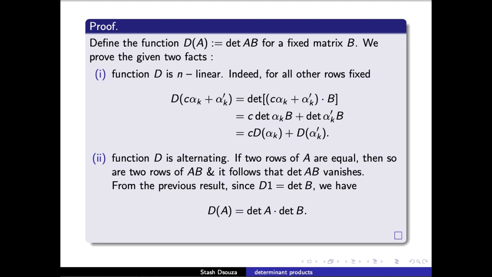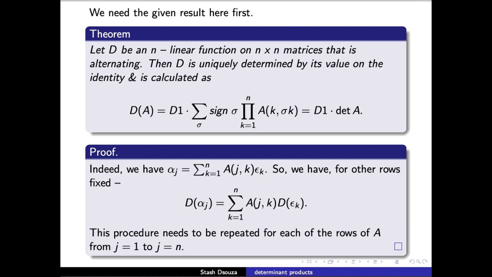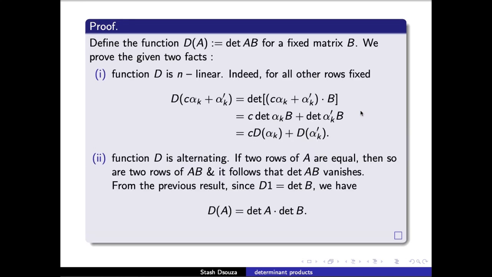And now from the previous results for the formula for alternating n-linear functions, we have that d of A is equal to d of 1 times the determinant of A. But d of 1 is nothing but the determinant of B, because we have to multiply 1 by B and we get determinant of B. So d of A is equal to determinant of A times determinant of B. And that takes us to the end of this proof that the determinant function is multiplicative.